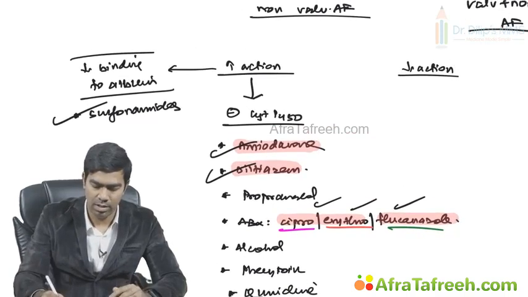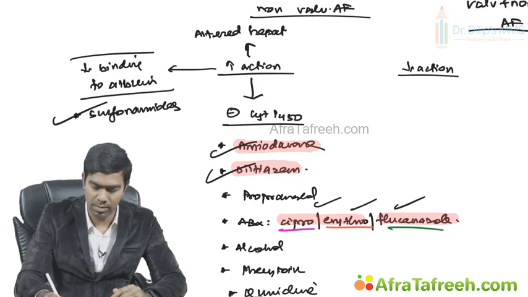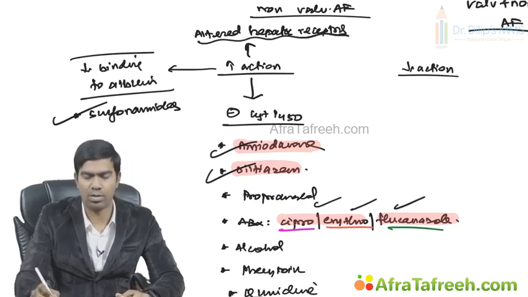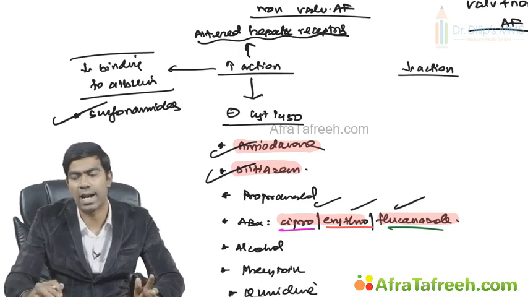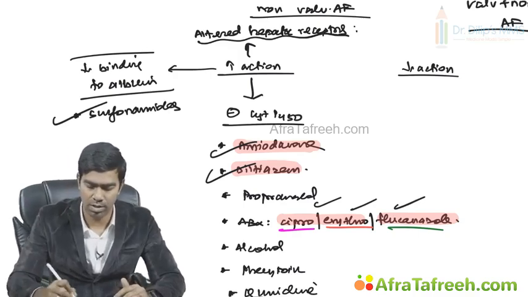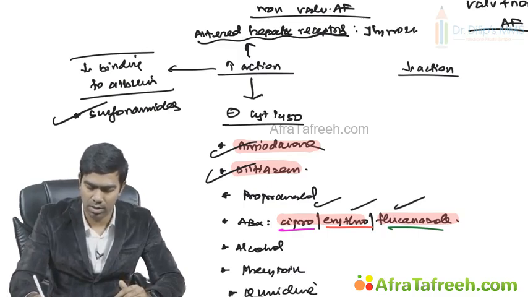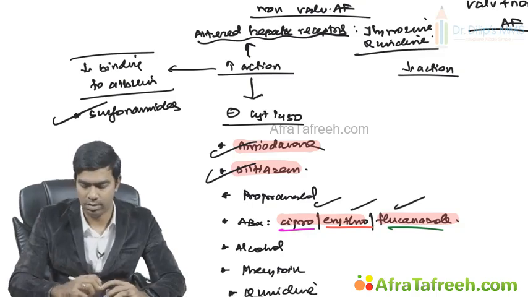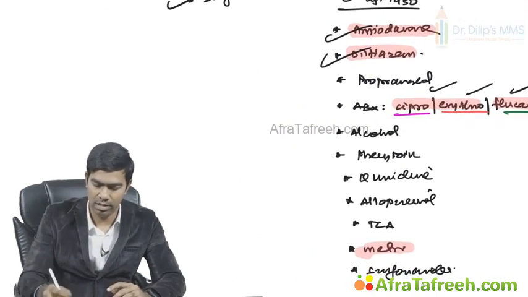And third way is alteration of hepatic receptors for warfarin. So there are hepatic receptors for warfarin, you know that's an enzyme. If some drug alters this hepatic receptor, what are the drugs that can alter the hepatic receptors? Thyroxine and quinidine. They can alter the hepatic receptors. And finally, those that decrease the vitamin K synthesis.